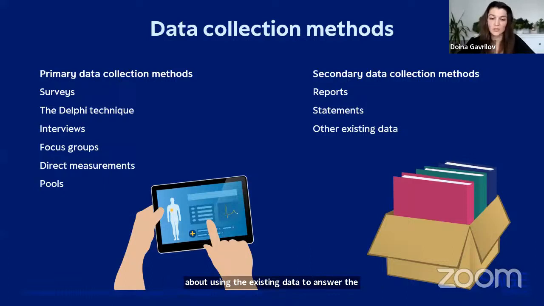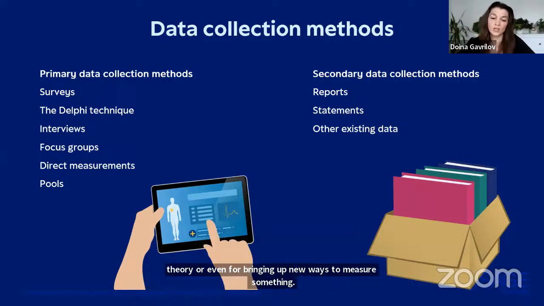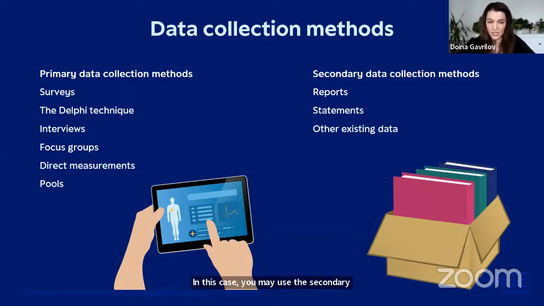Now, depending on the study purpose and hypotheses and ideas, we will often be in the position of choosing between these types of data collection. So how do you make this choice? Well, it depends on your study. For example, a study focused on providing new tools for measuring something, or for proposing another theory, or even for bringing up new ways to measure something. In this case, you may use the secondary data, since the main focus of your study is not the empirical data itself, but the theoretical novelty you come with.